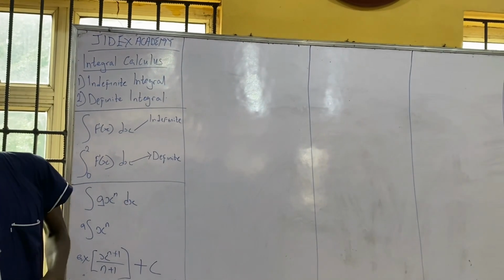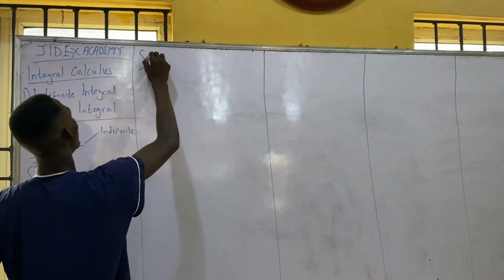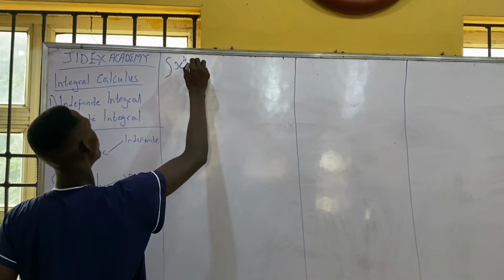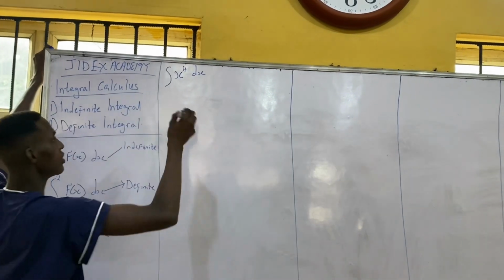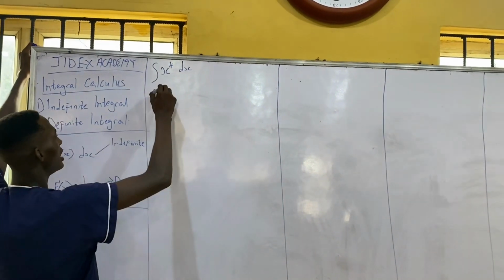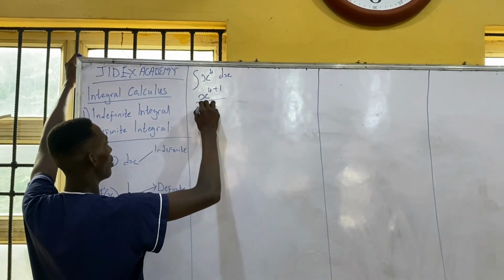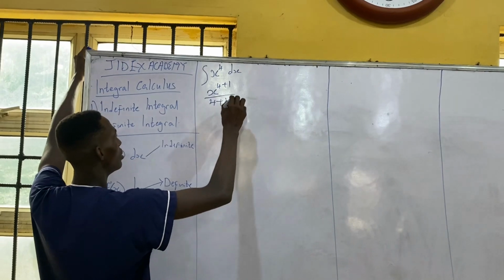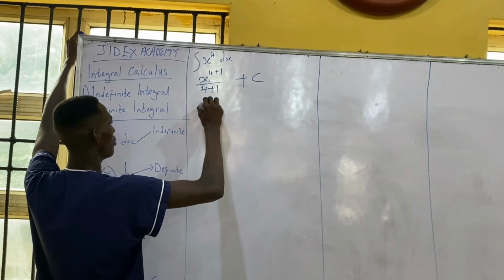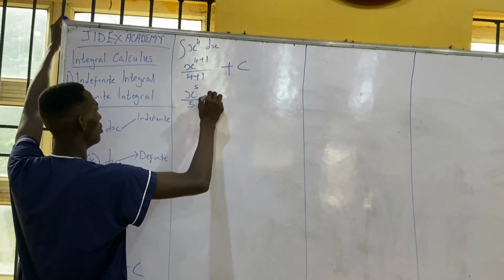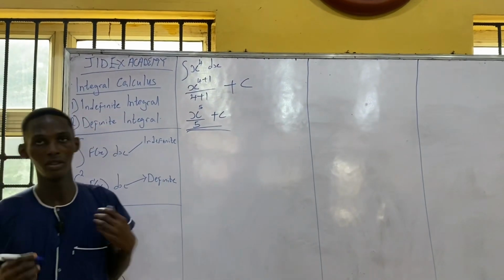Now let's solve a real question. If you are given x to the power of 4 dx, and you are told to find the antiderivative of this, then what do you think will be the answer? It will be x to the power of 4 plus 1 over 4 plus 1. Remember, you always add your constant. Therefore, this becomes x to the power of 5 over 5 plus c. This is our final answer on this.